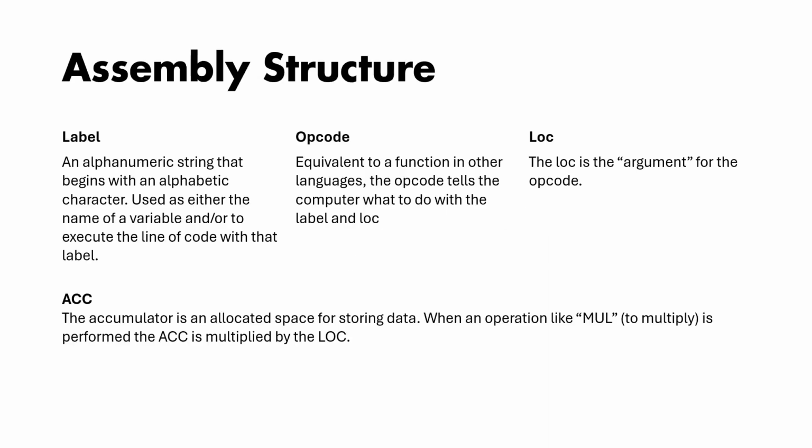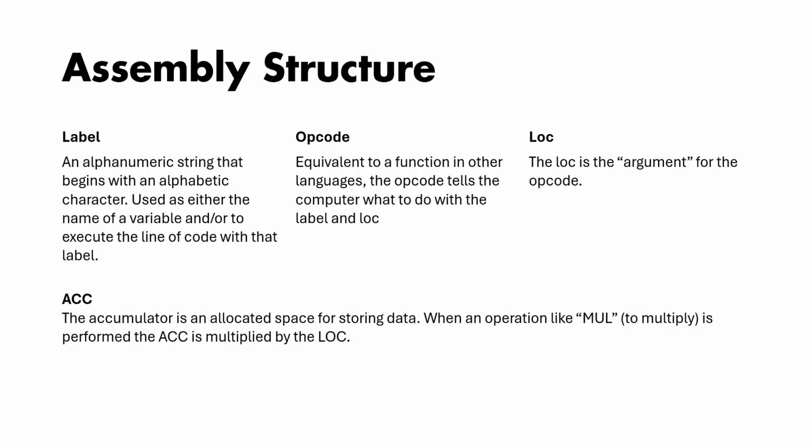In assembly, there's a specific structure when we execute a line of code. We're going to have three components: the label, the opcode, and the lock. Out of those three, the opcode will always be present, and the label and lock can be absent under specific circumstances. The label is an alphanumeric string that begins with an alphabetic character. It's used either as the name of a variable or as a reference for a line of code, and you'll see how that manifests itself later.